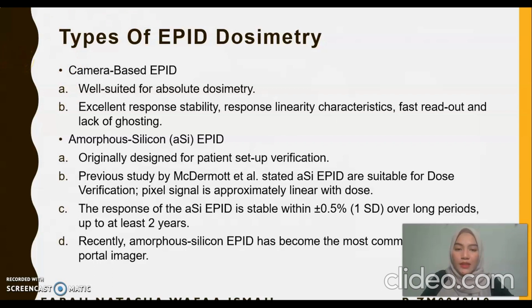Response stability means that if an EPID image is obtained for a given fluence distribution striking the fluorescent screen, the corresponding image pixel values do not depend on time, only on the absolute values of this fluence distribution. Based on the previous study, the response stability of the camera-based electronic portable imaging device has been demonstrated to be within 1% to 2% over periods up to 1 year for various types of CCD cameras.